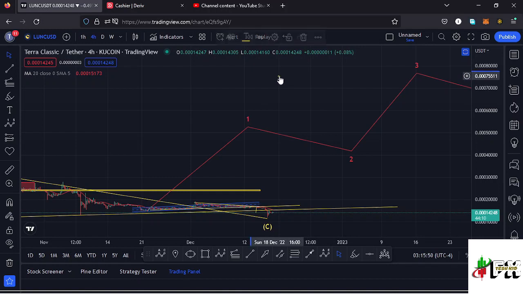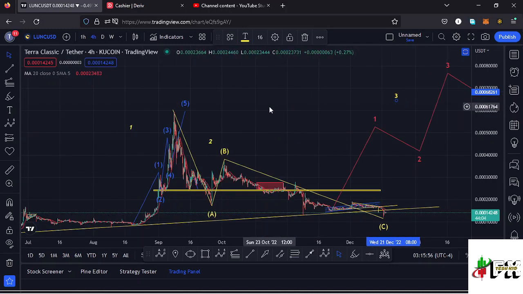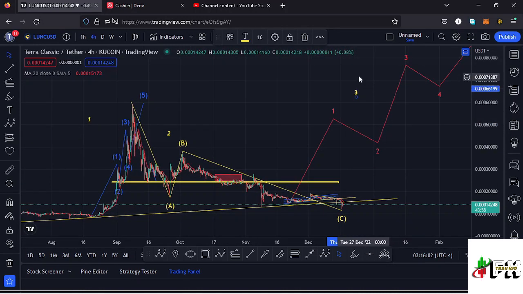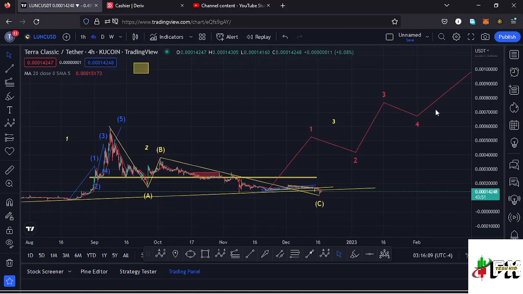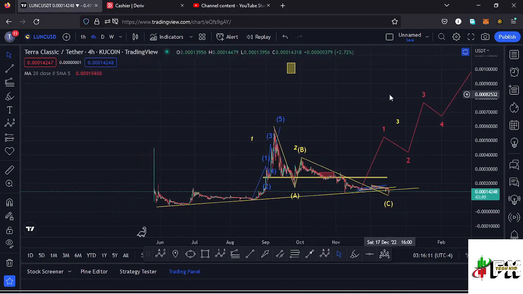So let's be patient, and that is my short-term scenario that I'm expecting to play out here on the Lunc chart. We have seen the low for that higher Elliott wave count 2, and right now I'm expecting an impulsive movement to the upside, obeying the Elliott wave structures in the formation of this higher Elliott wave count 3. So let's be patient and see how that plays out, and I'll keep you updated.